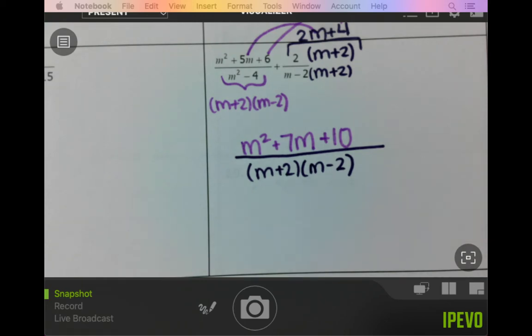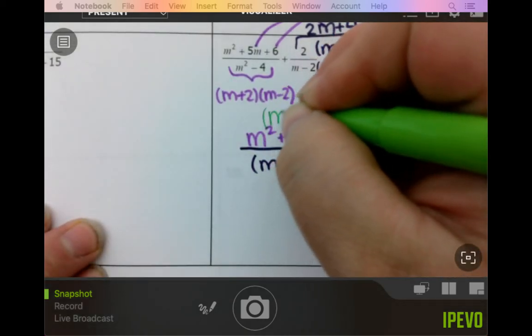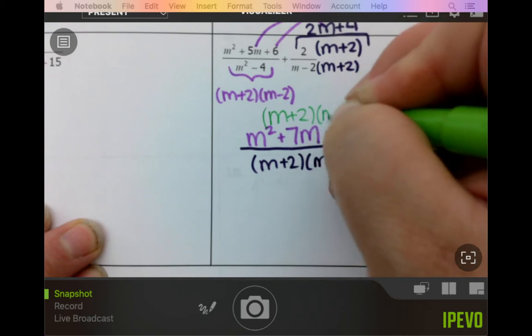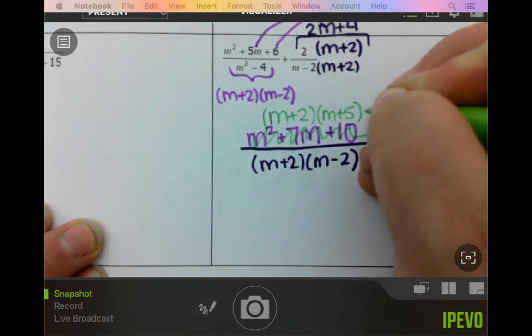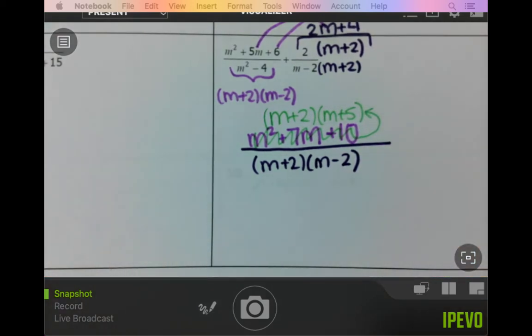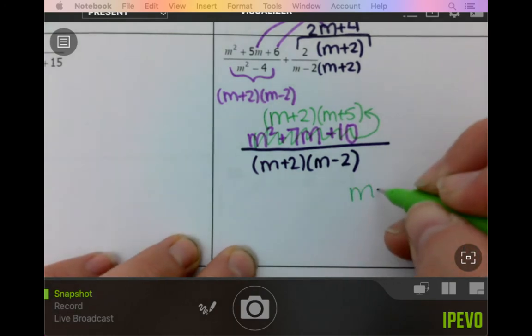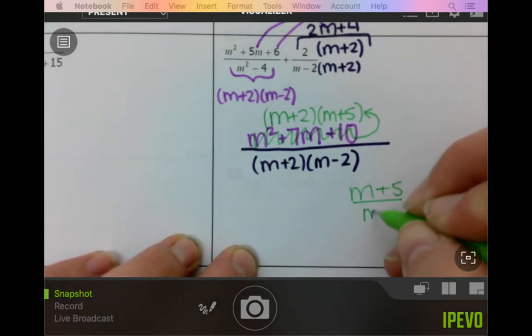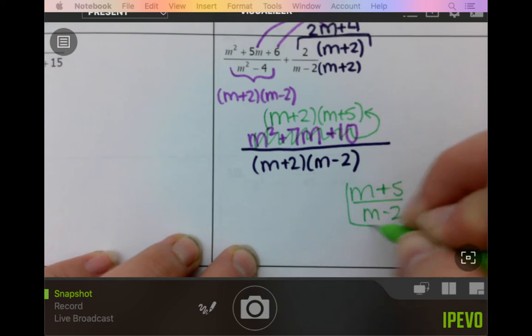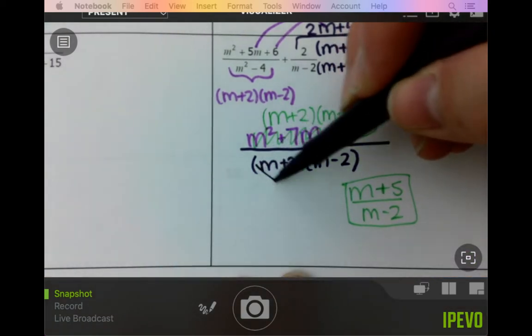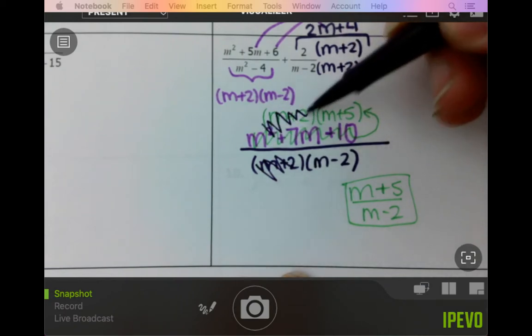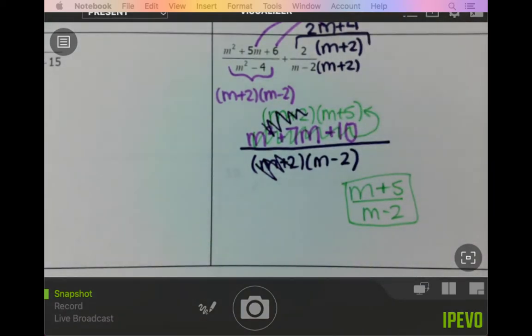And now all I have to do is find two numbers that multiply to 10 and add to 7, which is 2 and 5. And my m plus 2's cancel. Like this. So that's your answer.